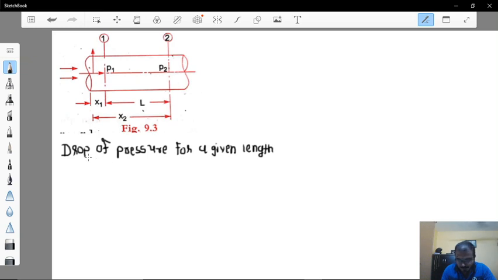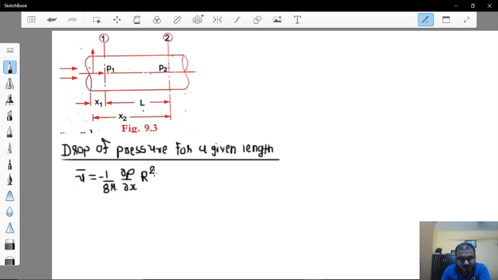So here we will continue with the equation of average velocity, that is u bar is equal to minus 1 upon 8 mu del p over del x into r square. So here we can get the negative value of del p over del x is equal to 8 mu u bar divided by r square.